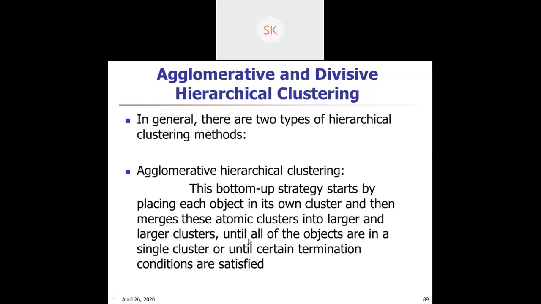So at the bottom, each object is separately a cluster. Then we merge these objects together to go upwards, into larger and larger clusters until all objects are in a single cluster. That single cluster will be our root, or until certain termination conditions are satisfied.